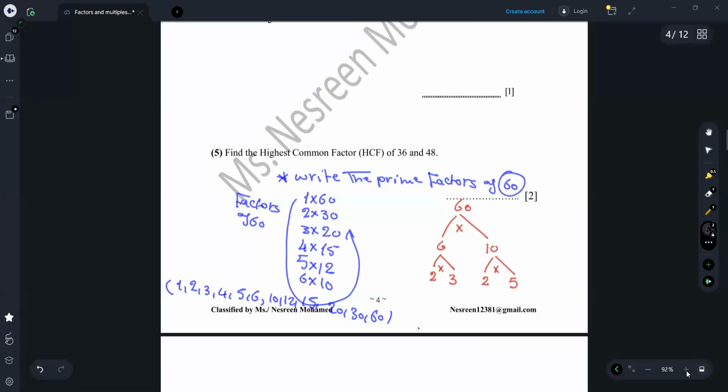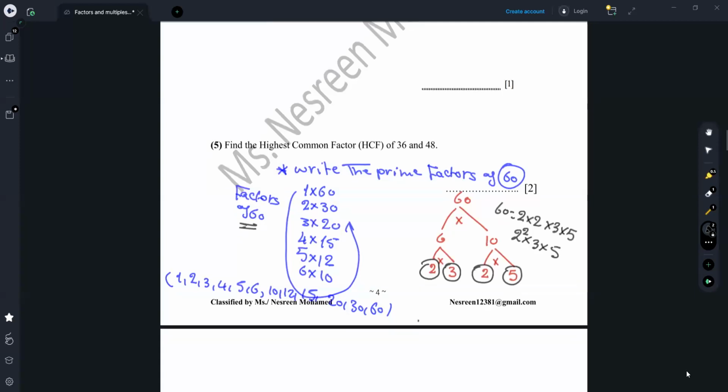We will circle the prime numbers 2, 3, 2, 5, and say that 60 equals 2 multiply 2 multiply 3 multiply 5. It is 2 power 2 multiply 3 multiply 5. These are the prime factors of 60. That is, 60 equals what in the prime numbers. But these are just the factors of 60.